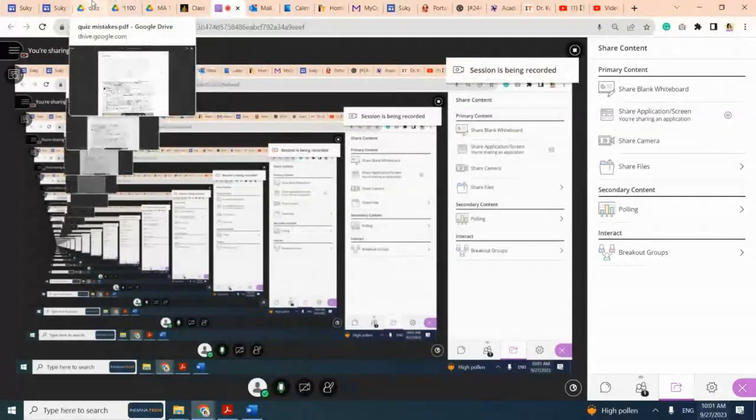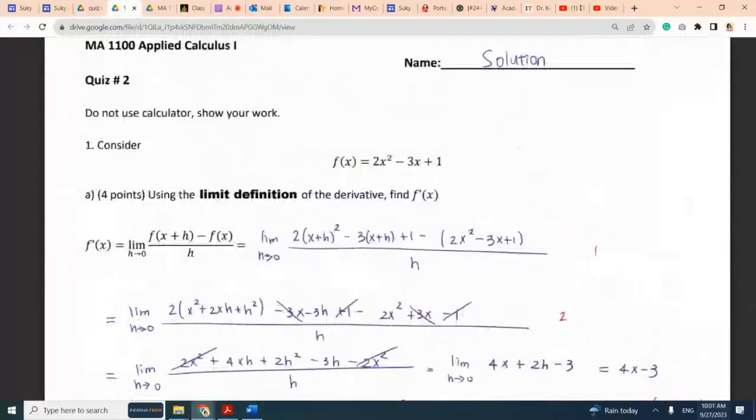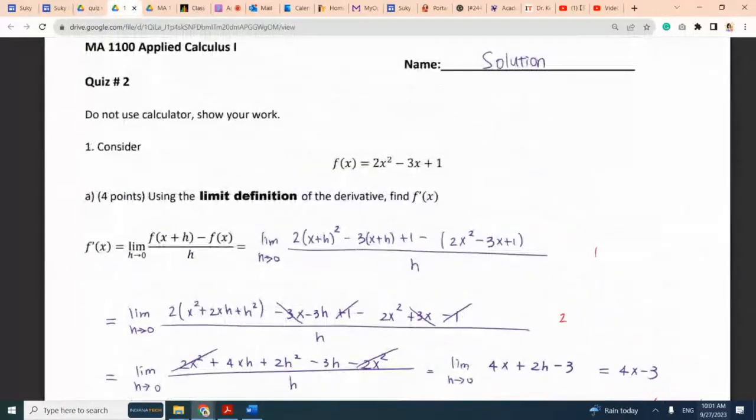Hi everybody, good morning. So today we will go over the quiz solution and quiz mistakes, and we also will talk about one problem on the practice exams.